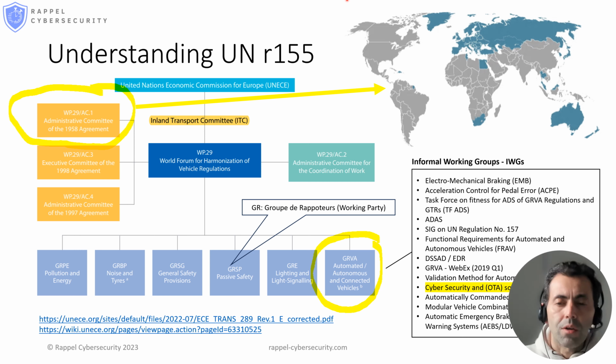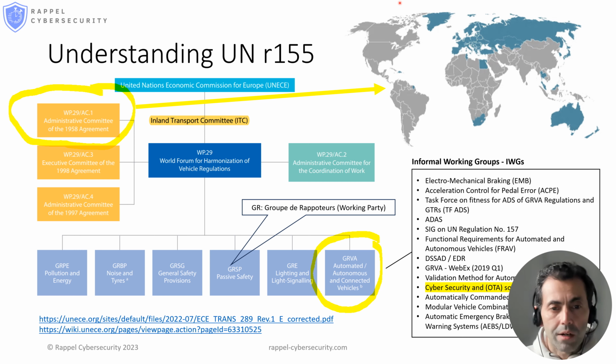The coordination of WP29 is done by the steering committee on the right, so you can see it here. Underneath in the light blue boxes, you can see 6 subsidiary working groups of WP29. Here, you might wonder what is the GR prefix. In fact, it's coming from the French acronym Groupe de Rapporteurs, which is the equivalent of Working Party in English.